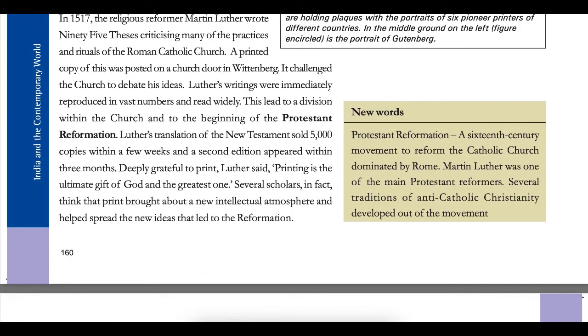Luther's translation of the New Testament sold 5,000 copies within a few weeks, and a second edition appeared within 3 months. Deeply grateful to print, Luther said, "Printing is the ultimate gift of God and the greatest one." Several scholars, in fact, think that print brought about a new intellectual atmosphere and helped spread the new ideas that led to the Reformation.